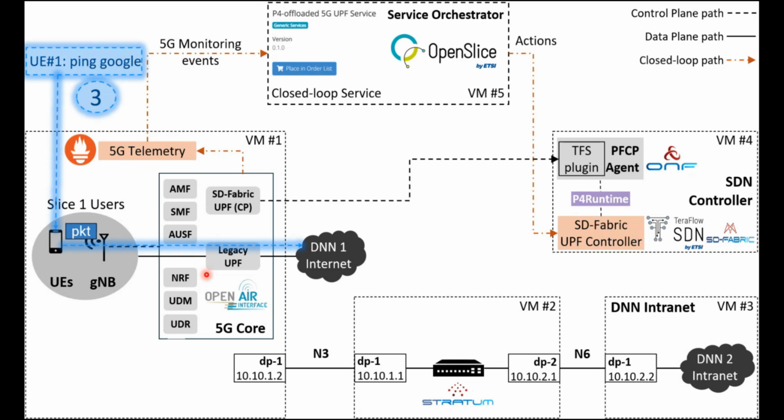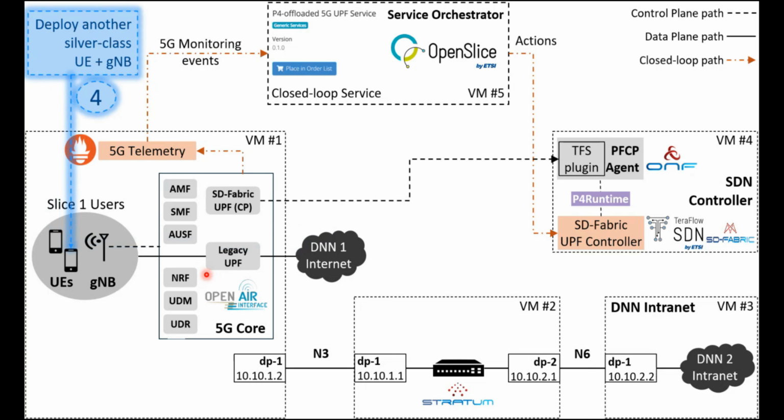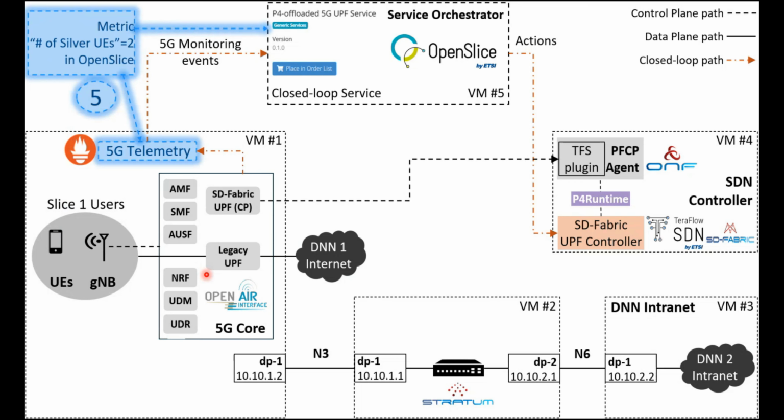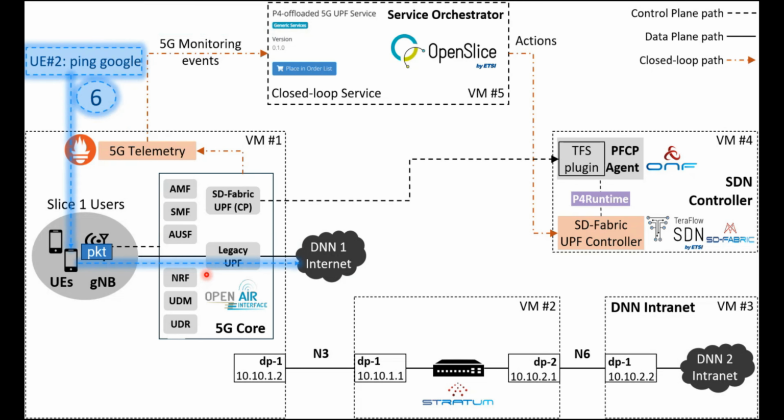And we just test that this UE actually is able to ping the internet. So this is functioning well. So the legacy UPF functions as intended. And we go to the instantiation of a second UE in the same way. Again, the metric in OpenSlice becomes 2 now because there are 2 UEs in the system. And again, the second UE is also able to reach the internet the same way.